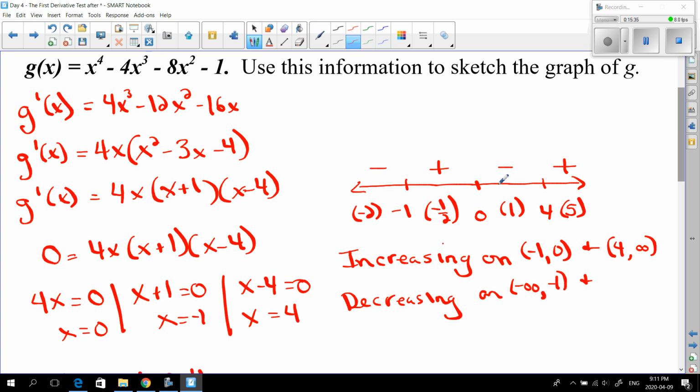And the other interval with a negative above it would be from 0 to 4. Okay. We know the intervals of increase. We know the intervals of decrease. Remember our first derivative test. If something goes from negative to positive at a critical number, what do we have at that critical number?